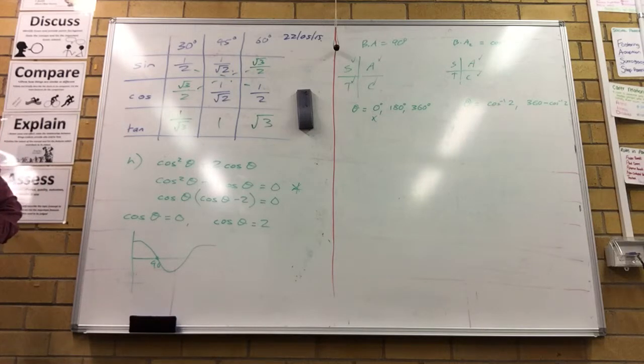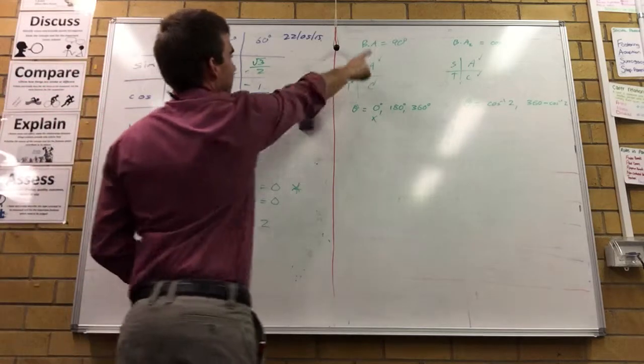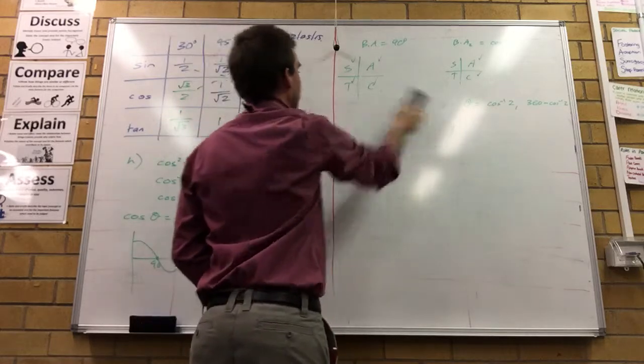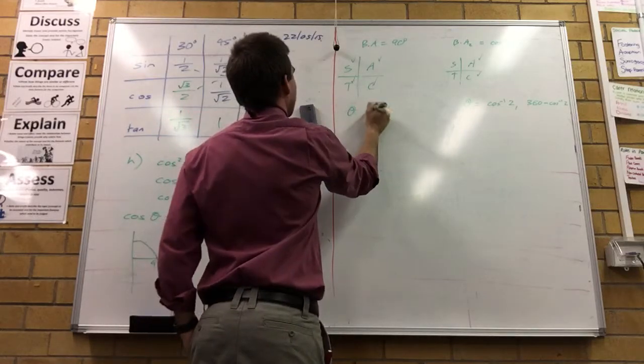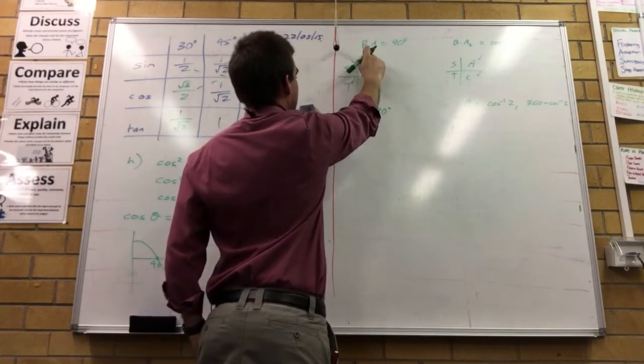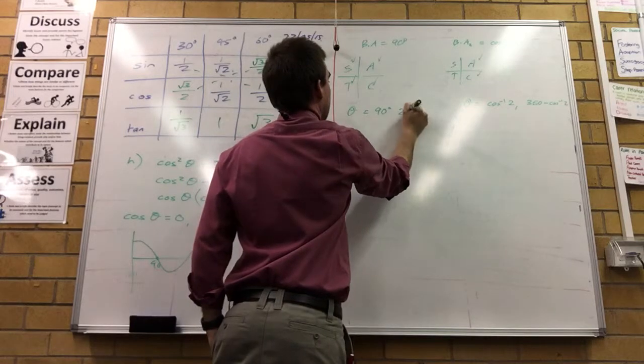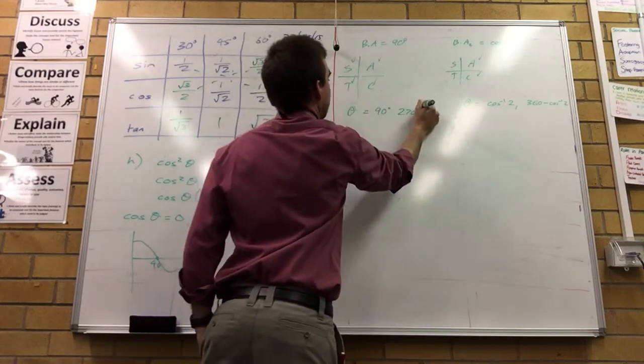Okay, 180. Hang on. No, because the basic angle is 90 degrees, so I've done that one wrong. The theta angle in the first quadrant is 90 degrees. In the second quadrant is 180 take away, which is also 90, 180 plus, 270 and 360 take away.